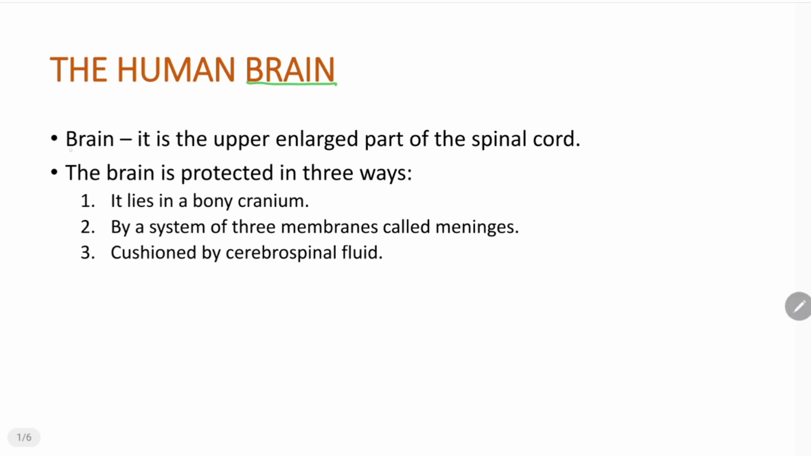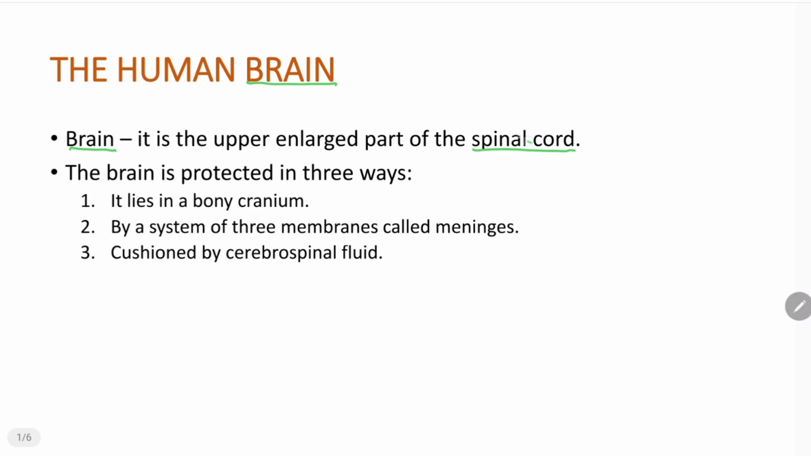Right, let's talk about the brain. What is the brain? The brain is described as being the upper enlarged part of the spinal cord. That is how we're going to simply describe the brain. It is the larger part, the enlarged part of the spinal cord. It is found, of course, in the skull, right?